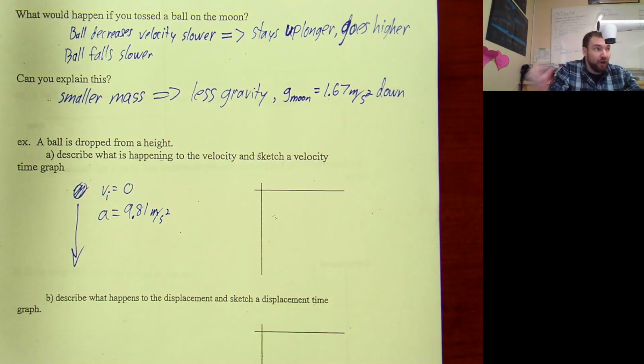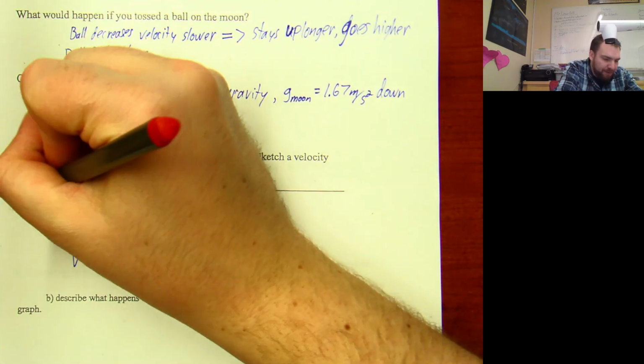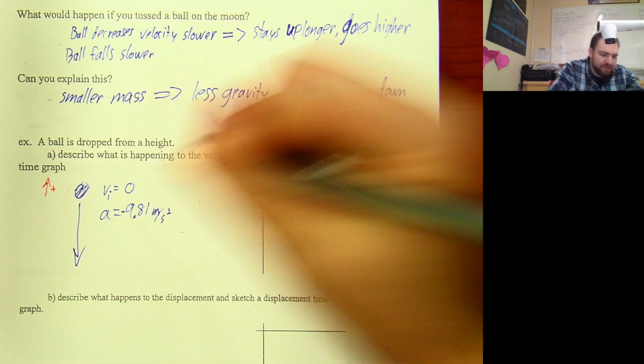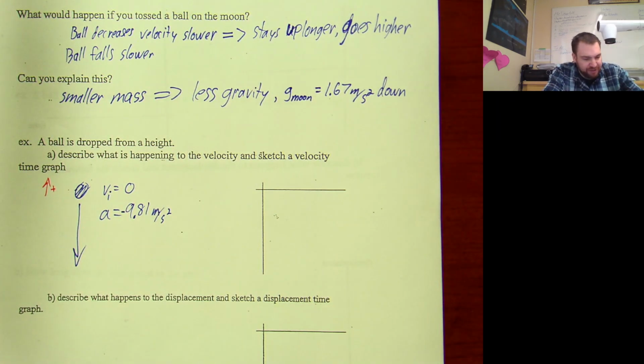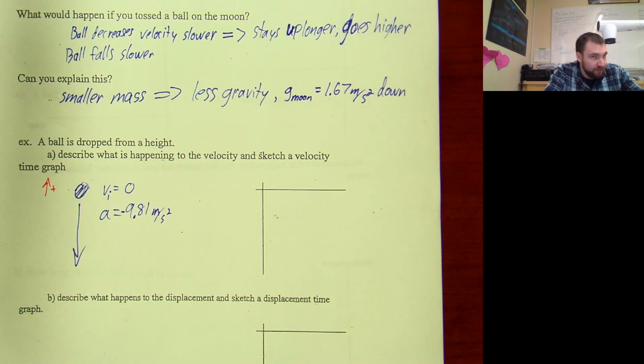Which direction? In your labs, we called down positive because your graph went up and to the right instead of down and to the right. So for the sake of this, I'm going to call up positive, which means my acceleration now is going to be negative 9.81 meters per second squared. So what's happening to the velocity? Well, it's going to be increasing as it falls in a negative direction.